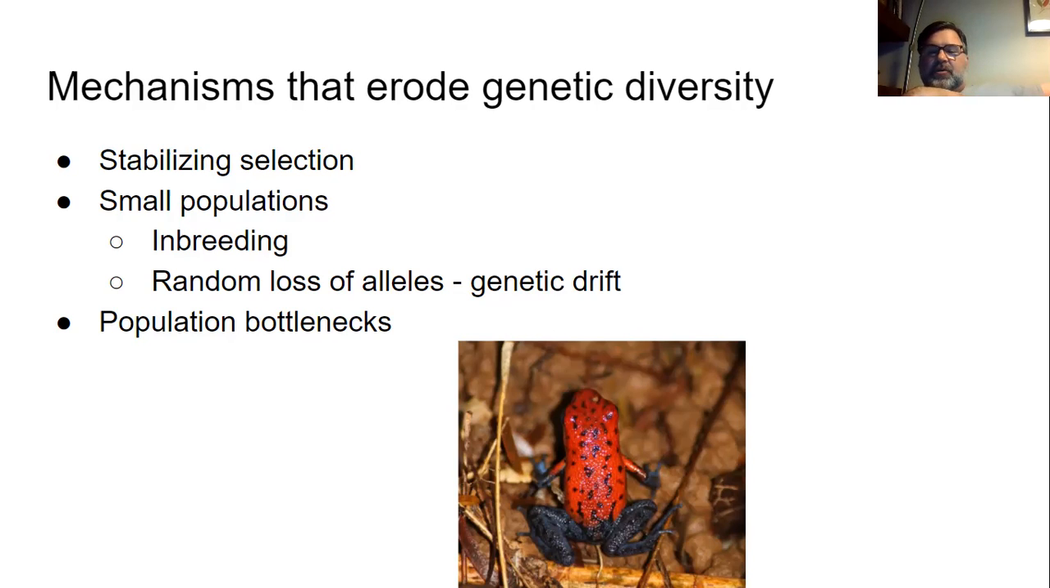Population bottlenecks are situations where you have a large population, it gets small for a little bit and expands again, but while it's small, you lose and shed a lot of alleles. And that can actually have benefits as well as disadvantages. So the disadvantage is that you lose genetic diversity. The advantage, well, most people don't think about this, is you can actually get rid of rare deleterious alleles.